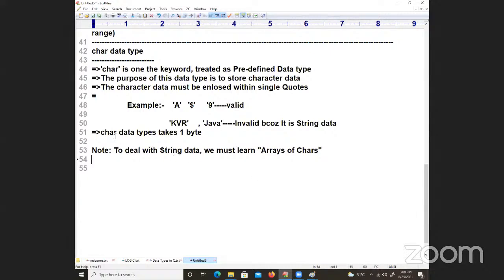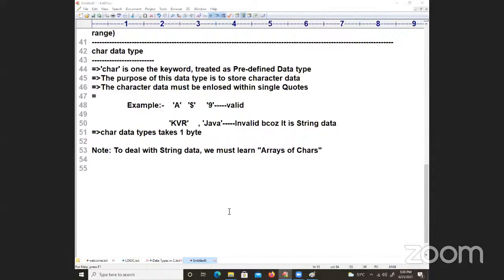So the char data type takes 1 byte. Are you able to understand? 1 byte it is taking in C language. In Java programming, it takes 2 bytes. Since we are in C programming, it will take 1 byte. 1 byte means what? What is the range of it? Can you calculate the range?